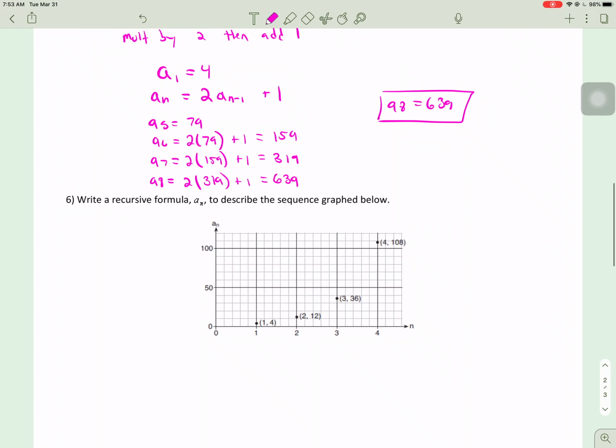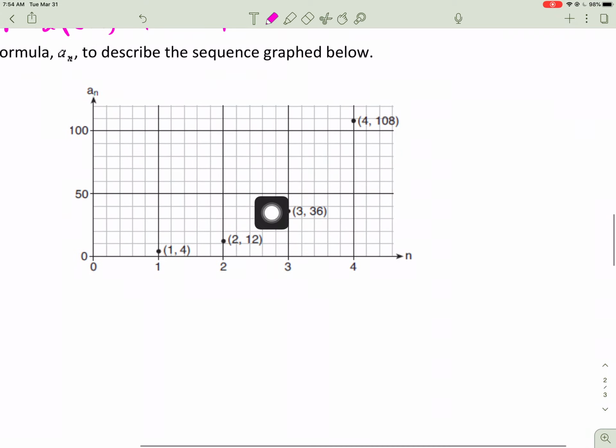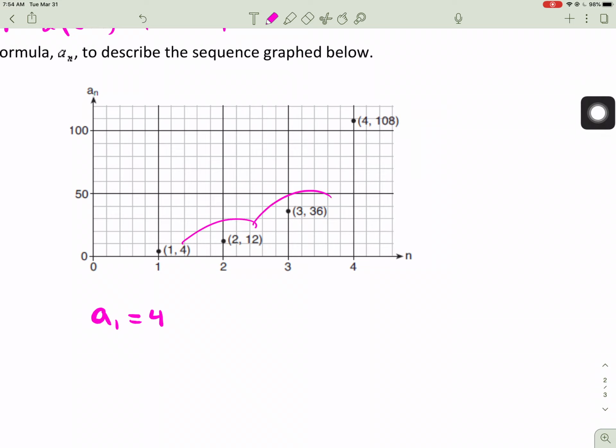Last one, write a recursive formula to describe the sequence below. Well, let's see. When x is 1, y is 4. So a sub 1 is 4. And then it's 4 to 12, 12 to 36, 36 to 108. Well, what's happening from 4 to 12, 12 to 36? Let's multiply by 3. So to find any term, we do 3 times the term before it.